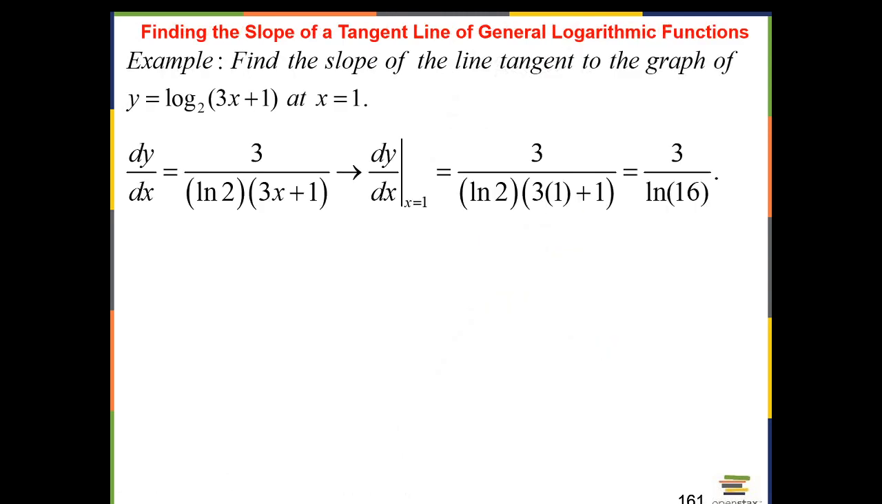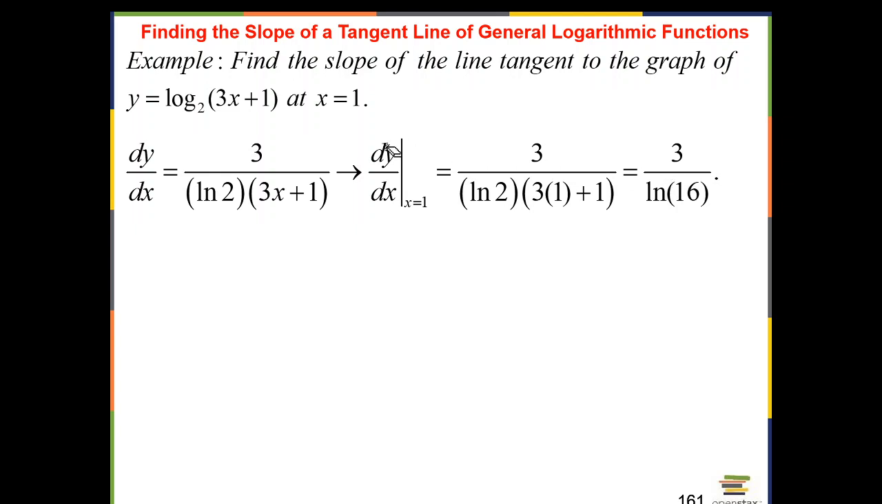So find the slope of the line tangent to the graph of this at 1. Basically what we have to do is take the derivative of this and evaluate it at 1. So this is the derivative, right? The derivative of log base 2 of something is 1 over something times the derivative of something, which is 3, and also multiplying the denominator by ln of the base. Now what is this at 1? If you substitute 1 here, that's what you get. Now that's the slope.